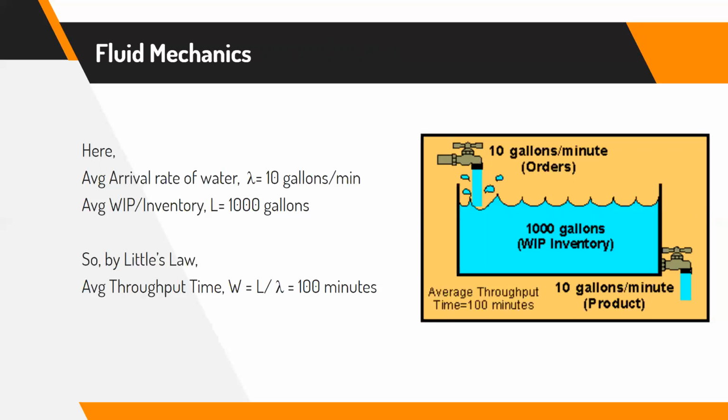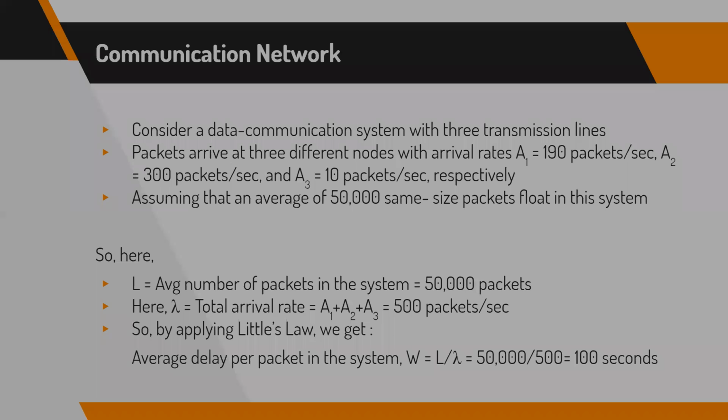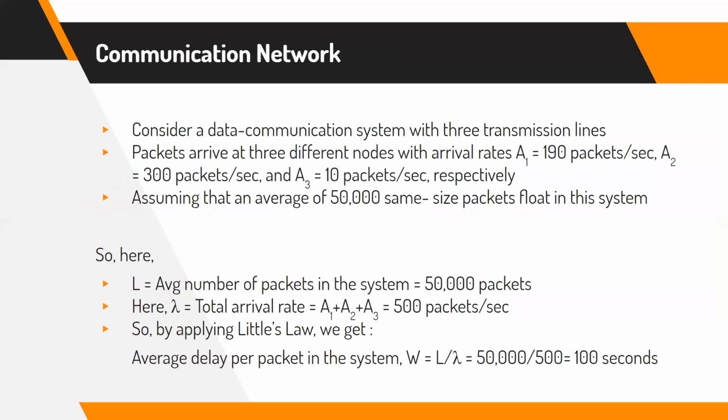So using those values, we can get the average throughput time as 100 minutes. Next, I'll talk about the application of Little's law in communication networks.